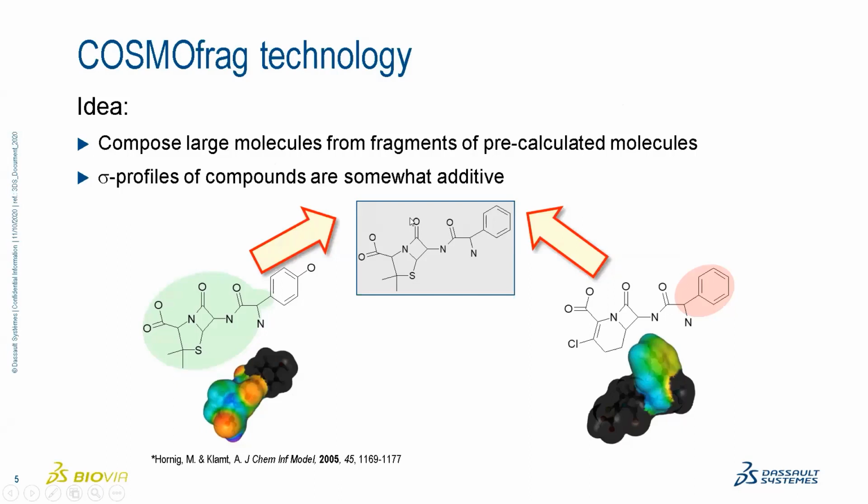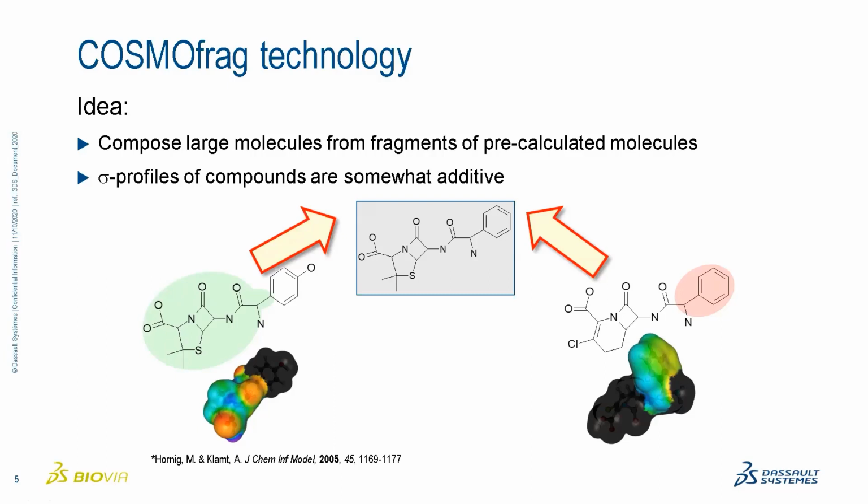So we will see here in this gray box a molecule that we would like to calculate. We don't have this molecule in our database. We will search for the fragments of this molecule. So we make a fragmentation, that's where the name FRAC comes from. And we take this part here of this molecule, the molecular surface, and the other part of the molecule on the right-hand side. And then we combine them because the sigma profiles are somehow additive. This is of course not exact, but it's a very quick approach. And that's where the name COSMO-QUIC comes from.